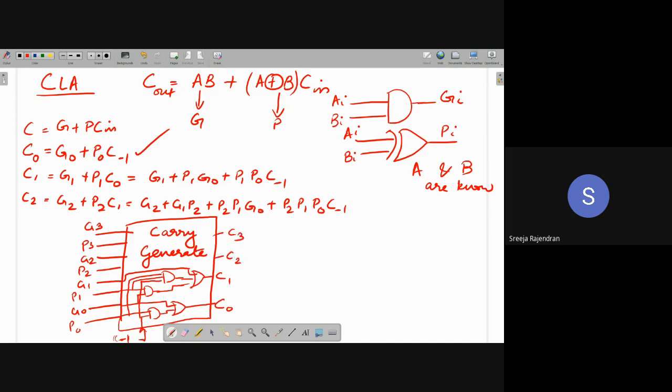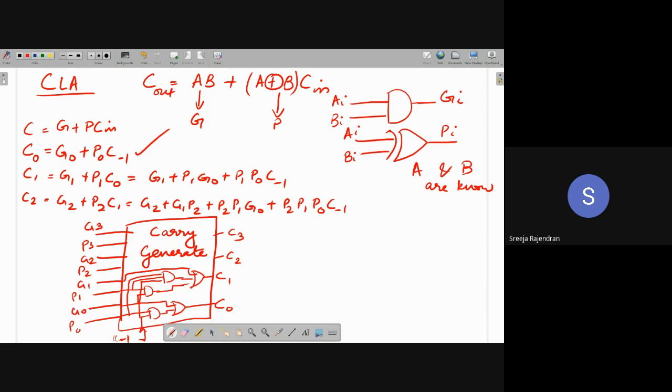So how many levels of delay have I introduced in this? To compute the carry, how many stages of delay is what I'm asking. I have only computed the carry, I have not computed the sum. In advance, I'm trying to compute C1, C2, C3 on the basis of C minus 1, my initial carry in. This part of the logic is trying to generate the carry alone. When I generate the carry, how many stages of delay do I have? This is going to be additional.